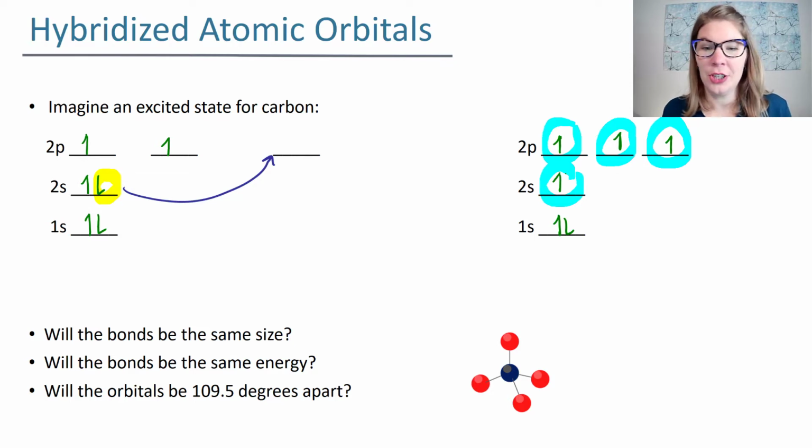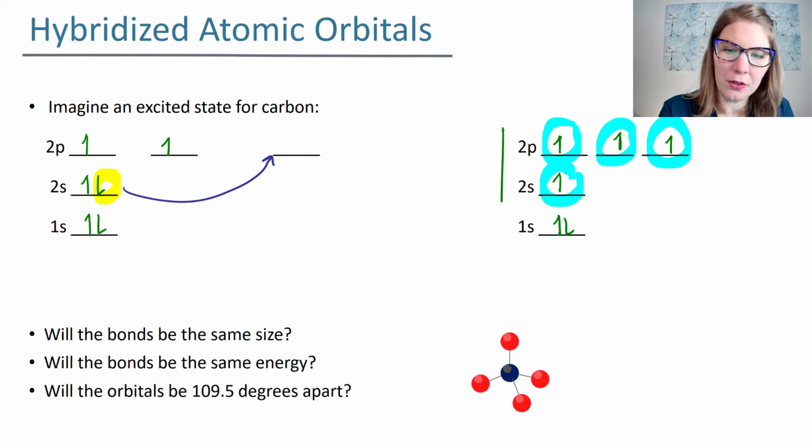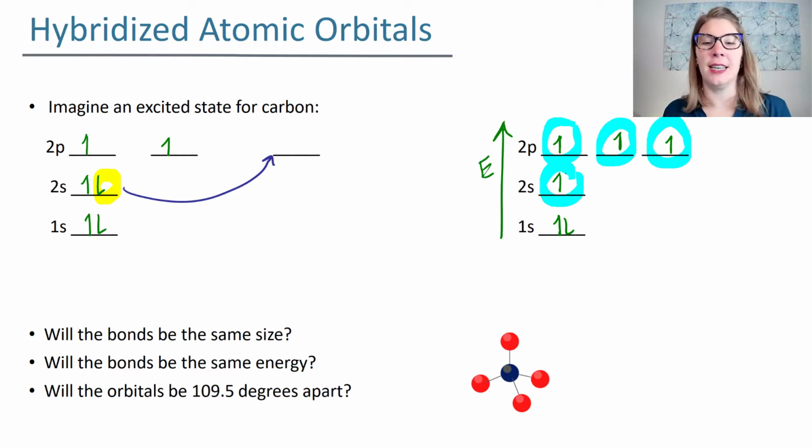Will they have the same energy? No, because over here, energy increases, and so the 2s orbital is not the same energy as the 2p orbital. So a bond from the 2s and a bond that involves a 2p are not going to be the same energy. Will the orbitals be 109.5 degrees apart? No, one's a sphere, and then the 2p's are 90 degrees apart.